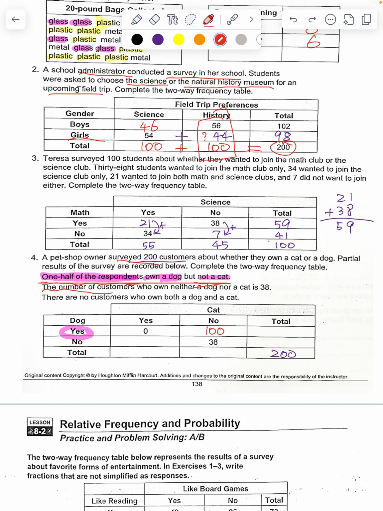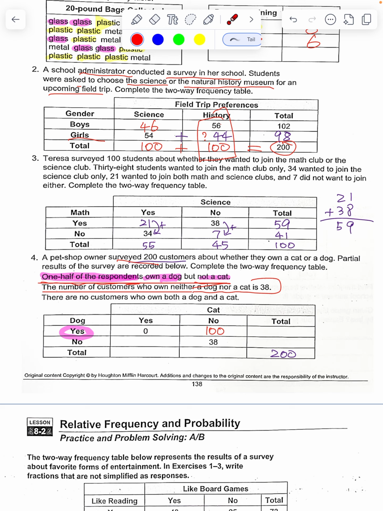The number of customers who own either a dog or a cat is 38. So no is 38 right here. And there are no customers who own both a dog and a cat. So both yes, that's 0.